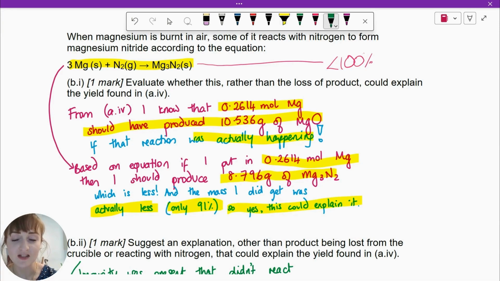If in an alternative scenario a different reaction happened, where it theoretically produced 12.5 grams, for example, a value that was over 10.536, then we would say no, this cannot explain why I've only ended up with 91%.